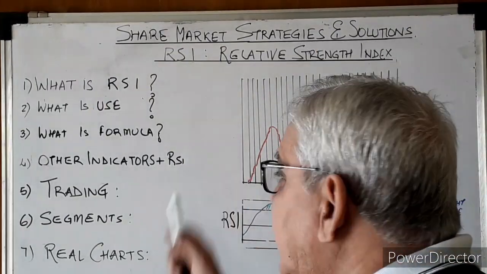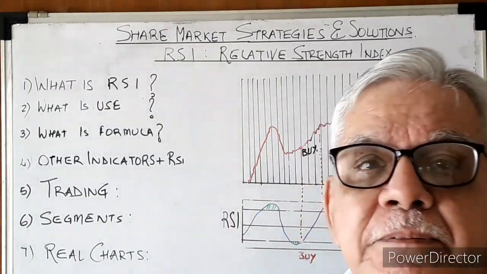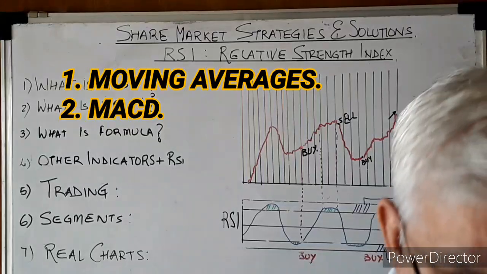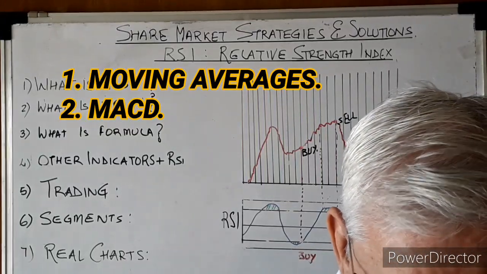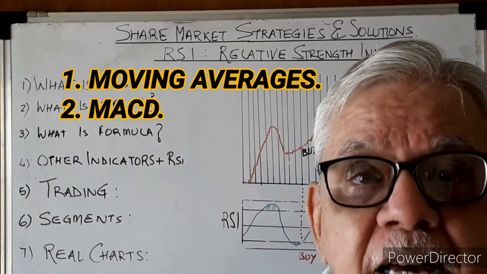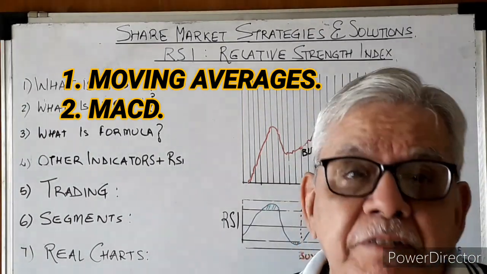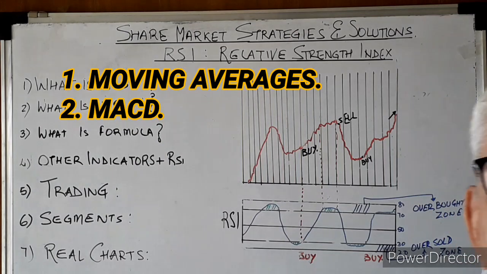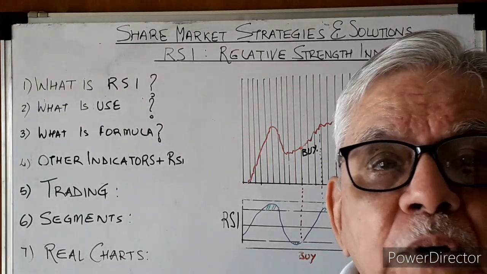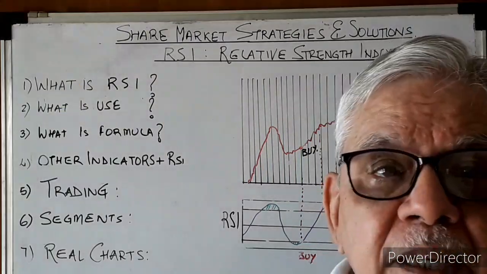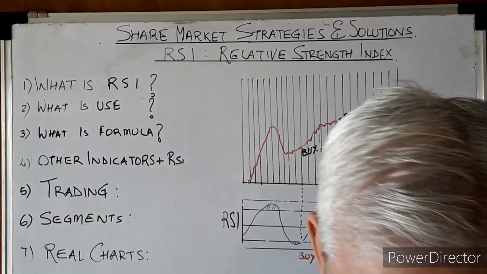What are the other indicators that can be used with RSI? Friends, the other indicators which can be used with RSI are MACD and moving averages. This we will check when we go and do a reality check on the NSE site.